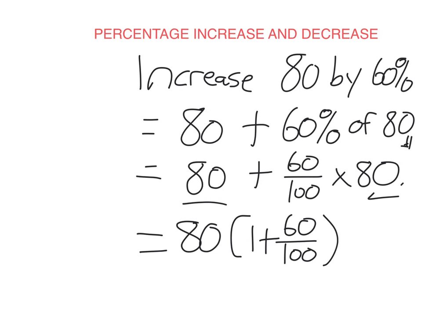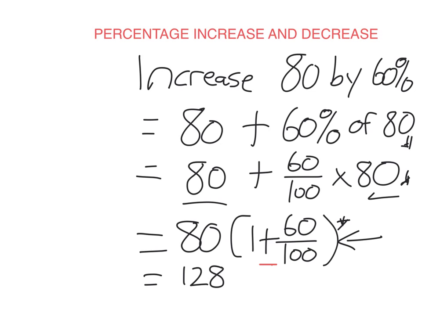If you do it this way, or this way, you should get the same answer, and that is 128. So in this case, when we increased 80 by 60%, in effect, we were finding 160% of 80. So this looks a lot like the formula we used when we decreased 80 by 60%. The only thing is when we decreased, it had a minus instead of a plus there. So we can use this idea to come up with a formula as to how to increase or decrease by a certain percentage. So I'm going to write this formula up.